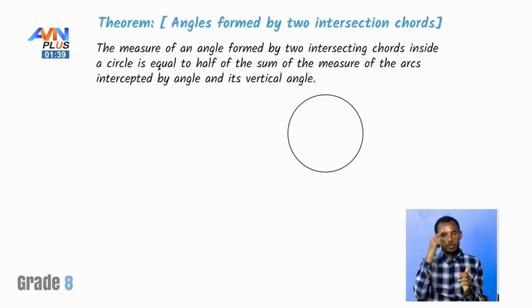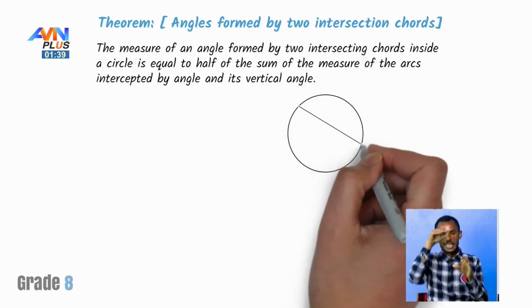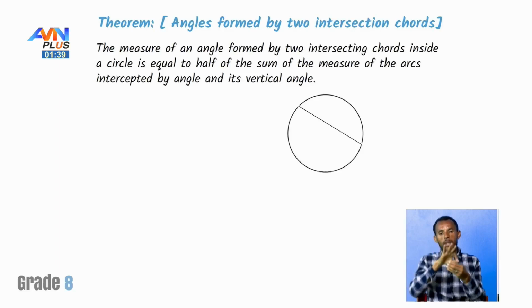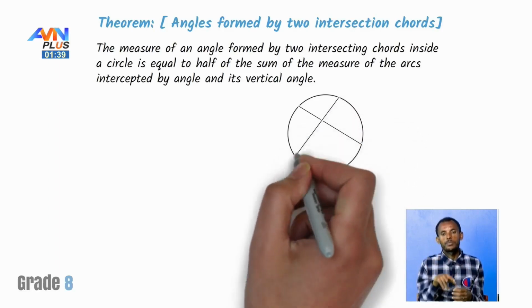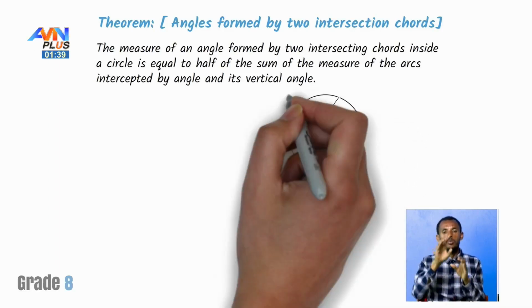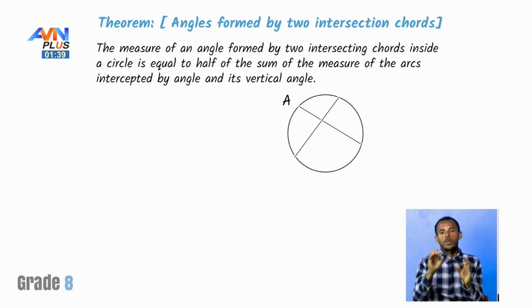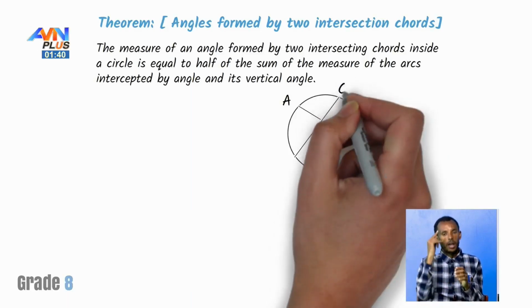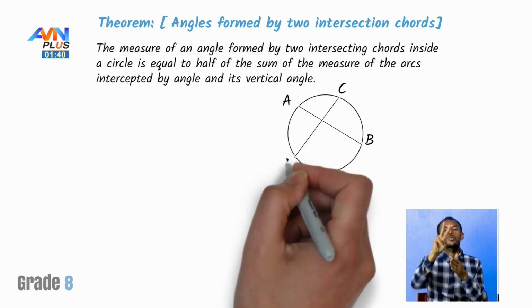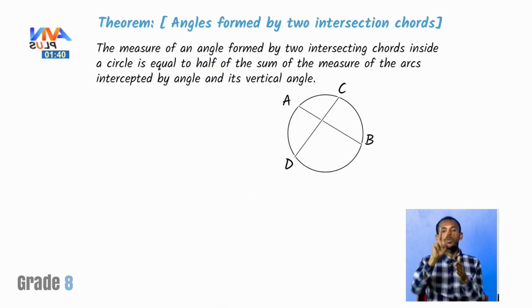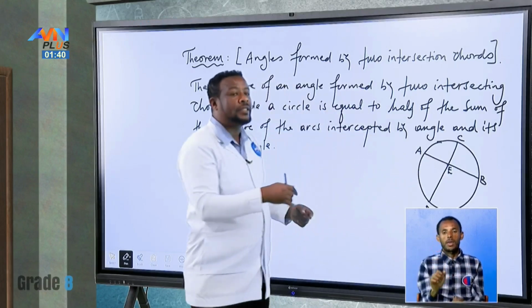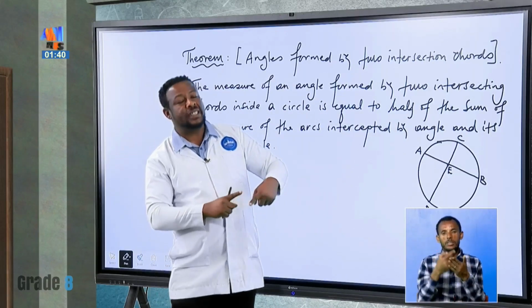Suppose there are two chords intersecting inside a circle. Say one of the chords is chord AB, the other one is CD. Assume these two chords intersect at some point E. This point E is the point where these two chords intersect.